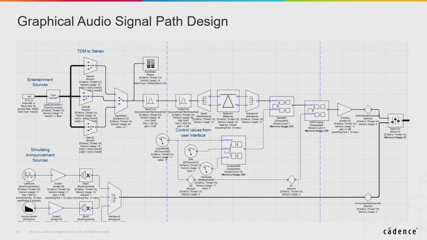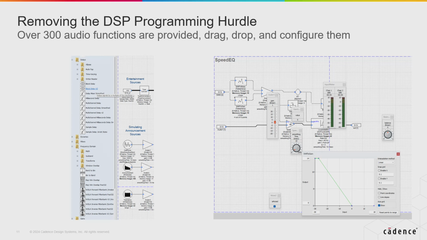So this, on the left, it shows all of the available modules that you can drag and drop into the signal flow. And then by double-clicking any of these modules, you can actually configure the modules without programming, basically.